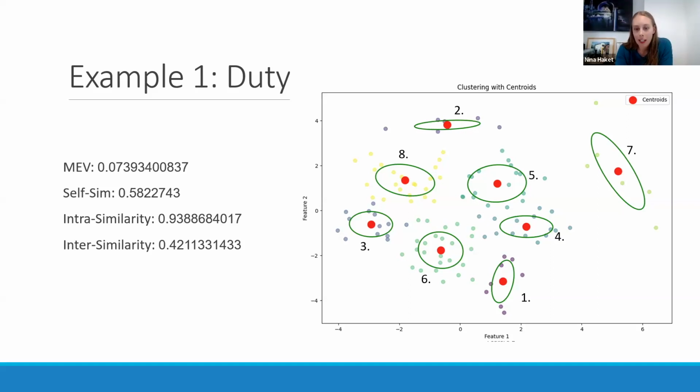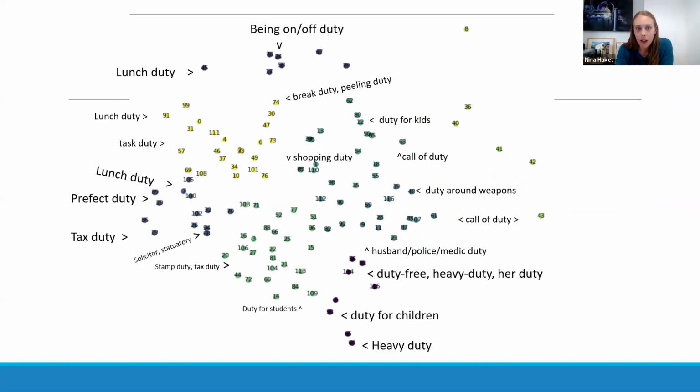So a qualitative analysis is also required. Having looked at all 107 instances of the word duty, which was a fun afternoon, it's very interesting to see how this clusters, what all the clusters equate to. So, for example, the bottom left part of these clusters looks at a legal definition. It talks about solicitor duty, stamp duty, tax duty.